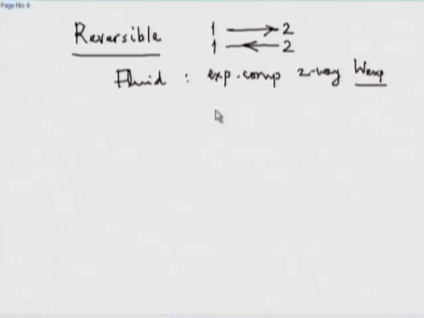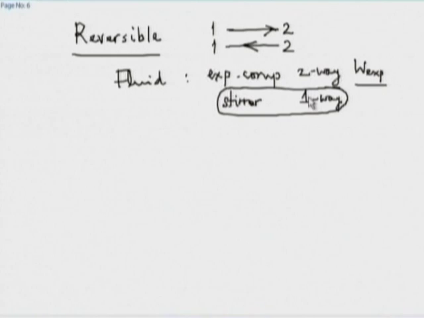Okay. But if you have something like a stirrer, then you can stir the fluid, but the fluid cannot stir the stirrer. So this is a one-way mode of work. So if you have a stirrer work in the process, then it cannot be a reversible process. Hence, for a process to be reversible, there should not be any stirrer work or any other stirrer type of work, for example, electrical work.